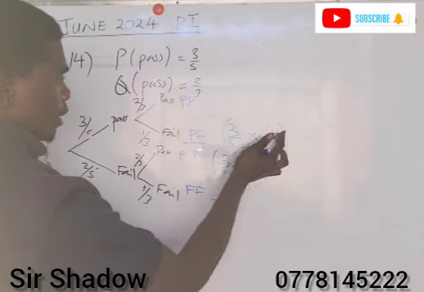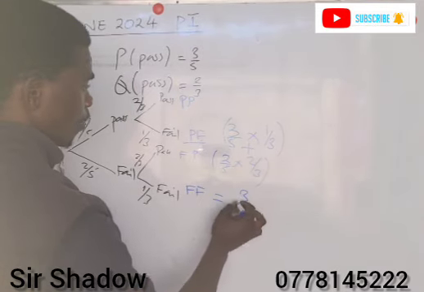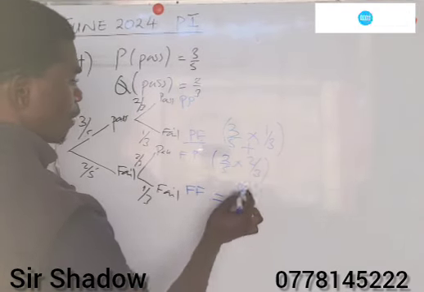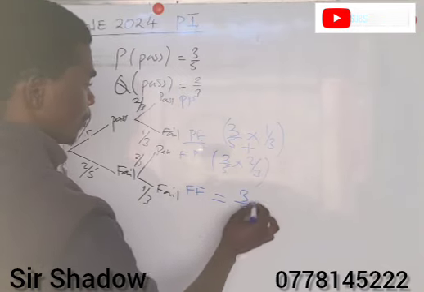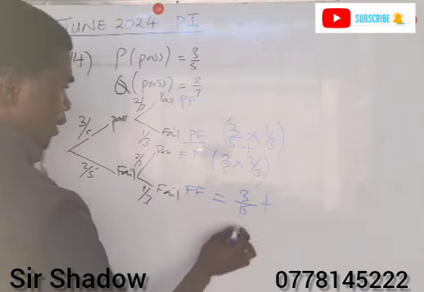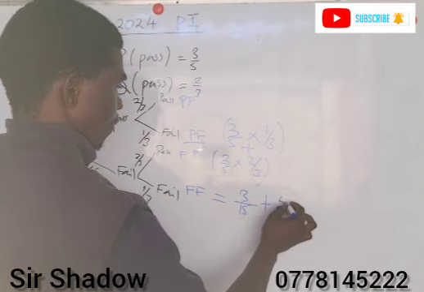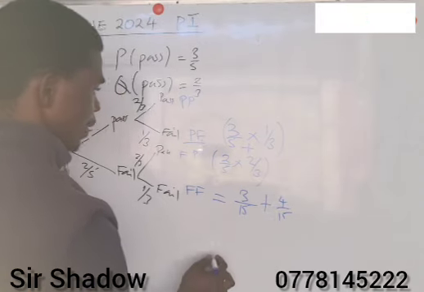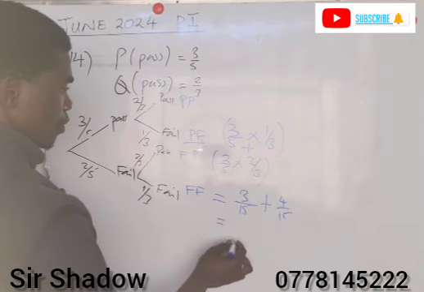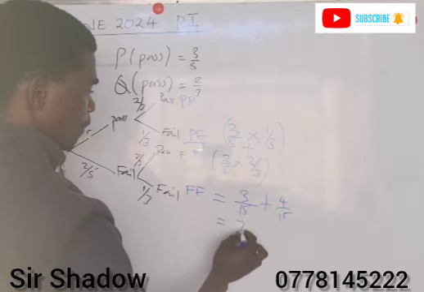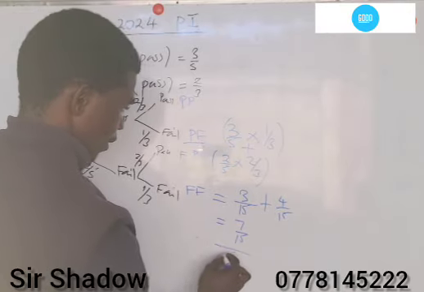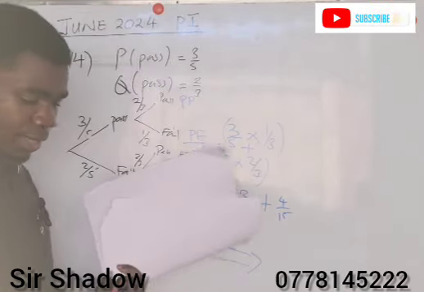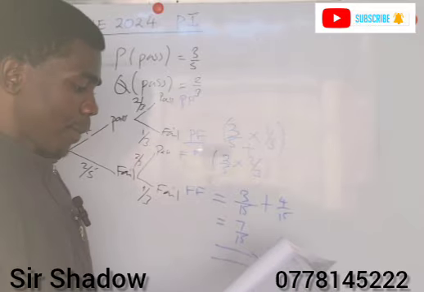So by this, we are saying 3 over 5 times 1 over 3 is 3 over 15, plus here we have 4 over 15. This is equal to 3 plus 4, which is 7 over 15. This is how to find the probability that only one of them passed the test.